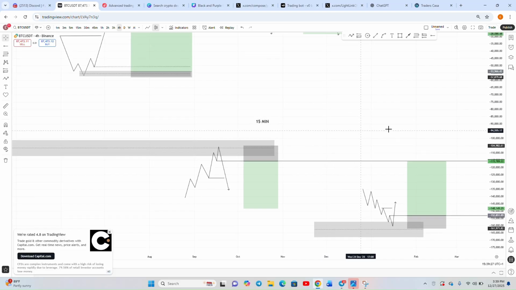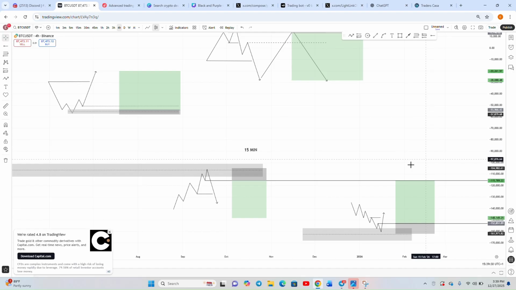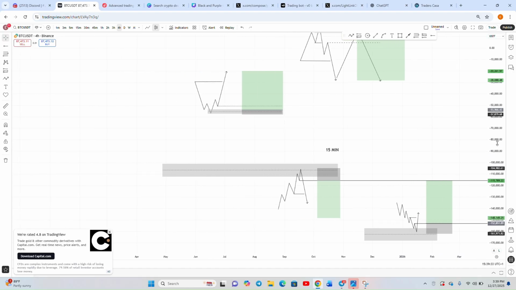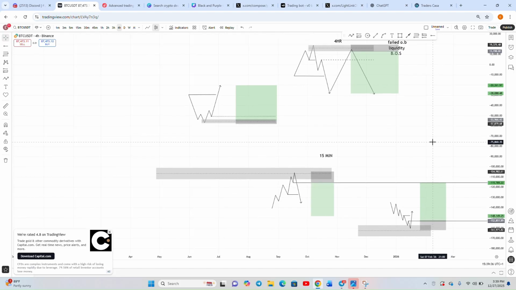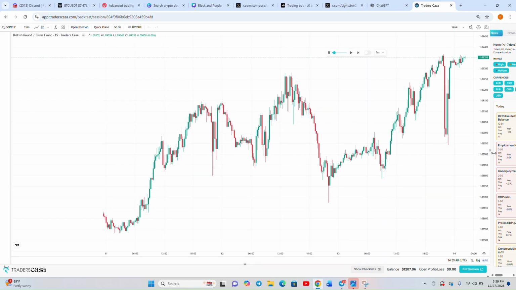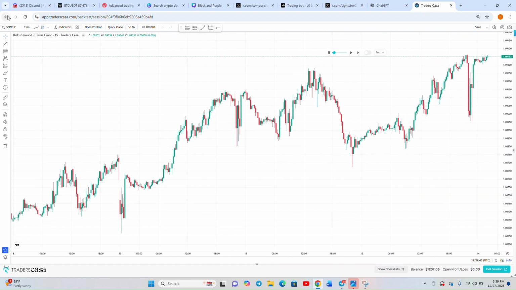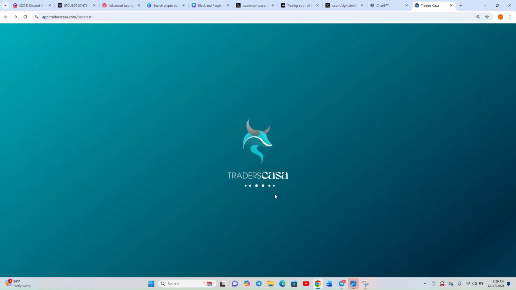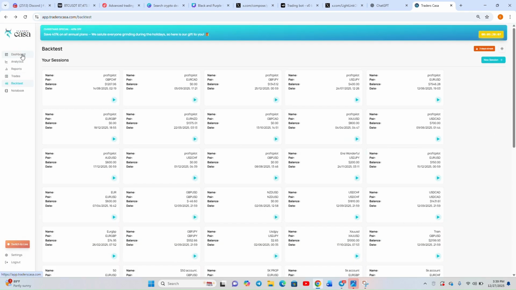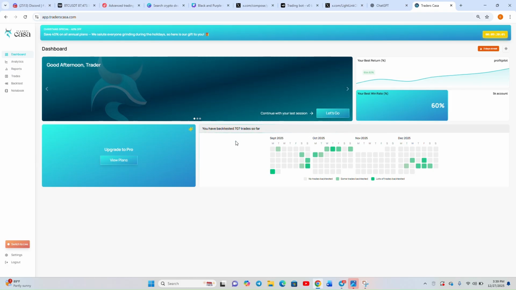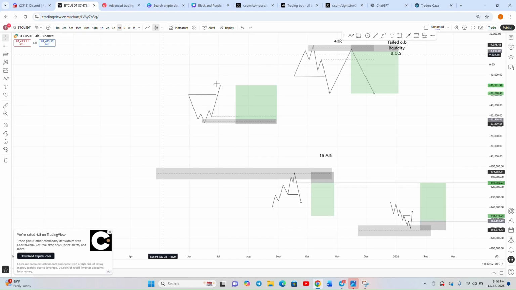So I just need you to go back, study it, go back and backtest it as much as you can. And if you don't have a backtesting platform, I recommend Traders Casa. This has been my backtesting platform for a while now, and I backtested a good number of trades. Created my dashboard. I backtested 707 trades so far on Traders Casa. So after studying this, you can go to Traders Casa and do your backtesting. Make sure you're backtesting, make sure you're studying.